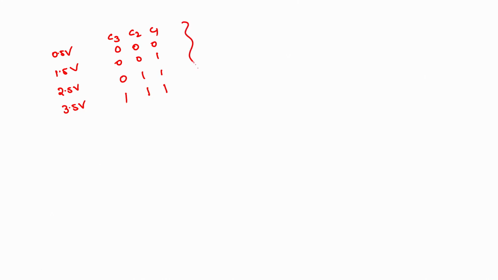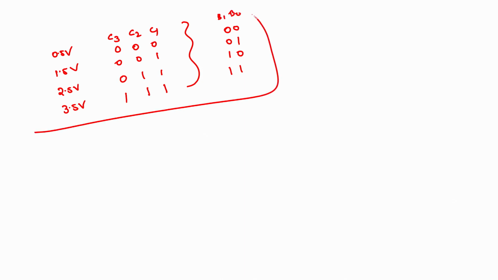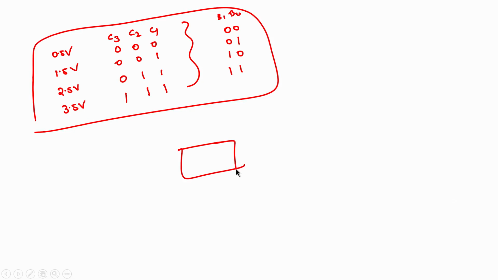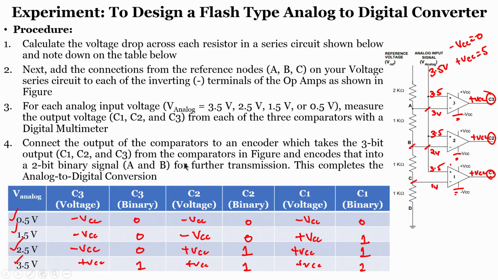So if you apply the encoder, the 3 bits will be converted to 2 bits. It is nothing but 0, 0, this is 0, 1, this is 1, 0, and this is 1, 1. So finally you will get 2 bits, B1 and B0, right. So this is how your flash type of converter is working. Along with the comparators, a flash converter is connected to an encoder, right. So this is the complete working of your flash converter.